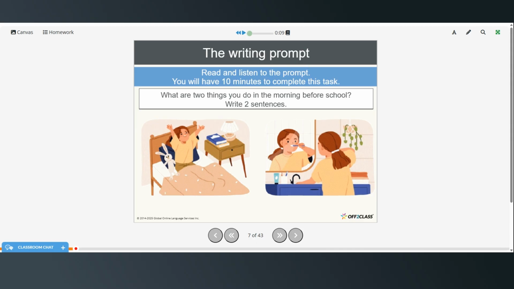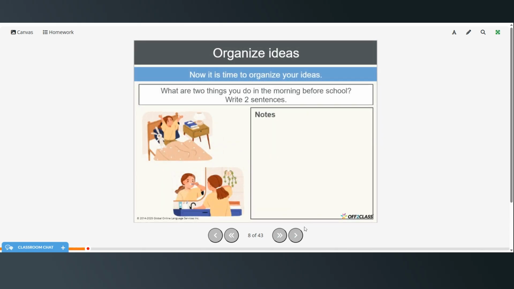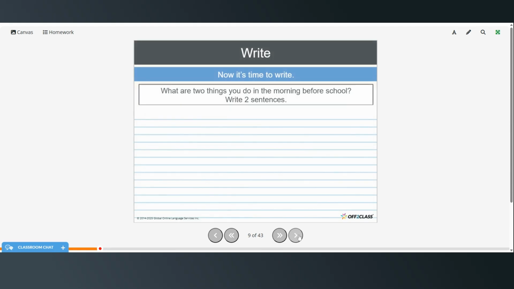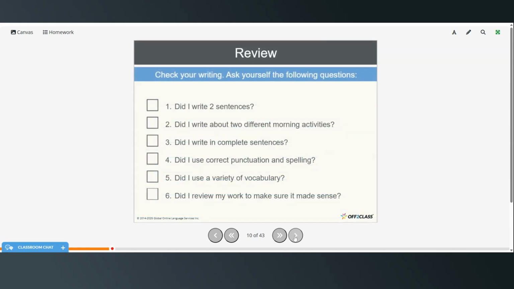All right, so this is showing that you would have 10 minutes to complete this task. And you might want to take some notes to organize your ideas. And then write the 2 sentences. And then there's a checklist that you probably would want to check before submitting your answer.